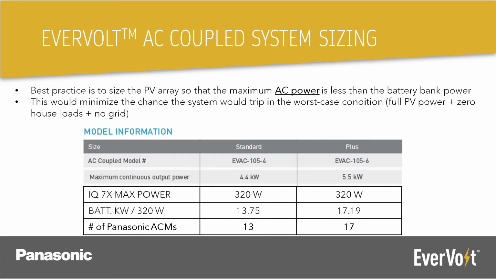Now again, this would be the number of AC modules that would be tied into the essential loads panel. If you do need a PV array that is larger than this, you could simply take the remainder of the Panasonic AC modules or the IQ7 series microinverters and tie them into the main service panel.